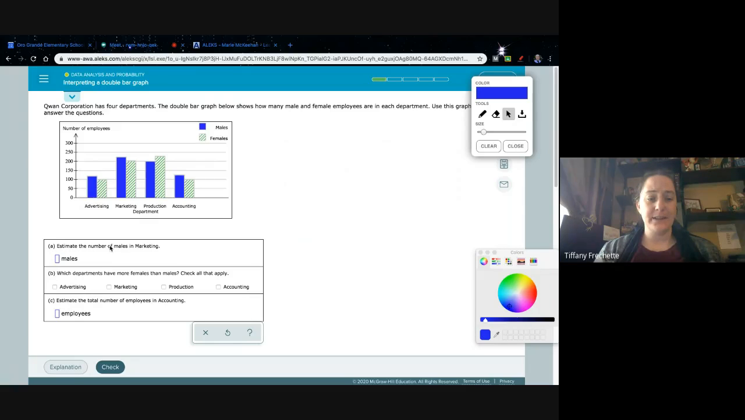All right, estimate the number of males in marketing. So only in marketing on this one. And I'm going to change this up to a completely different color. So I'm going to change this to red. So we're going to go to marketing, and males are in blue. So I want to estimate this number right here.